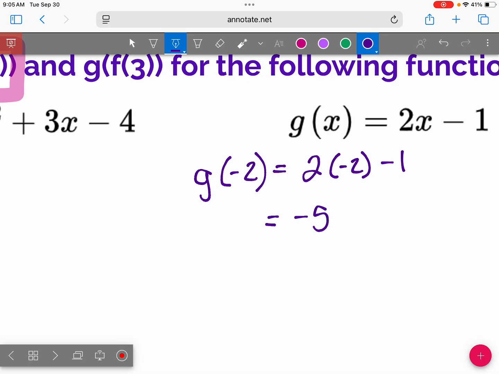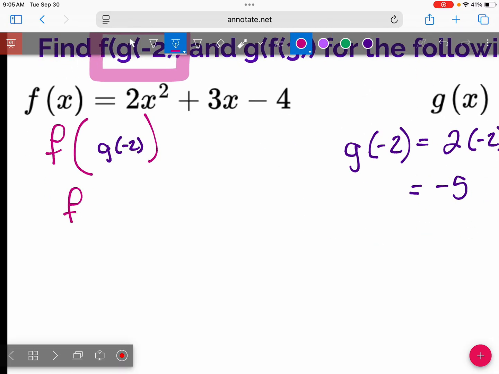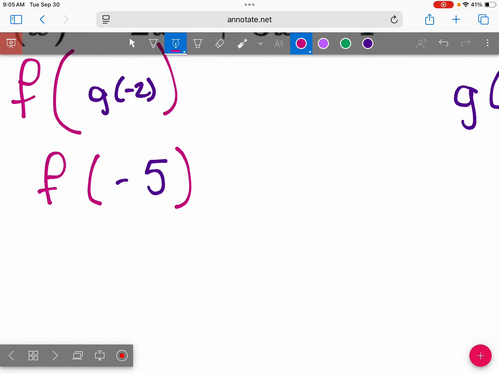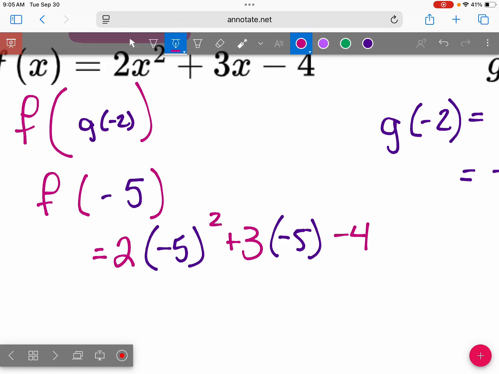Negative 5. So what this is really having us do is f of negative 5, because we know g of negative 2 equals negative 5. So it's a substitution. We substitute the negative 2 in place of the x, then we're going to substitute this negative 5 in place of this piece here. And then when we substitute that into the f function, that's going to be our 2 times that negative 5 squared plus 3 times the negative 5, and then minus 4.